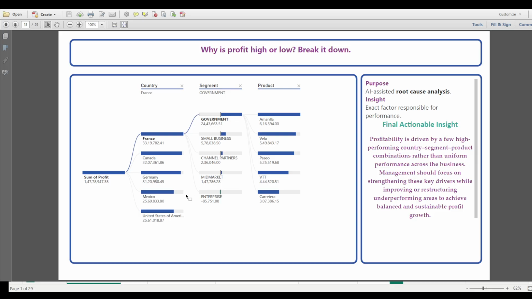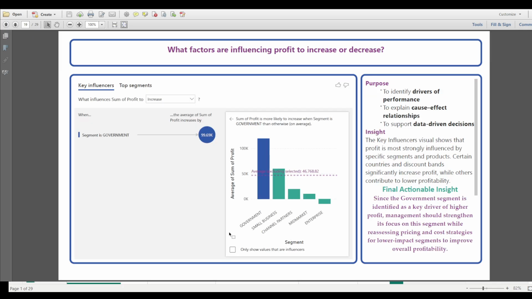This is used to do root cause analysis, that is, what is the root cause because of which certain variations are happening. So this is how you can break down and decompose. So the decomposition tree is over there.